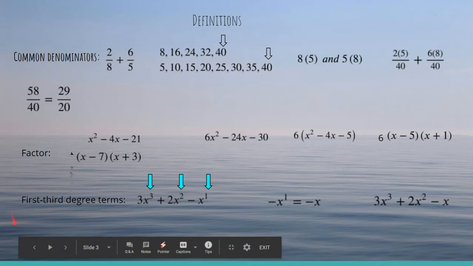And what are first to third degree terms? It's basically the exponent of the variable. This is to the third power, this is to the second power, and this is to the first power. Negative x to the first power can just be written as negative x. So when you simplify this, you get 3x cubed plus 2x squared minus x. That was just a little minor example.